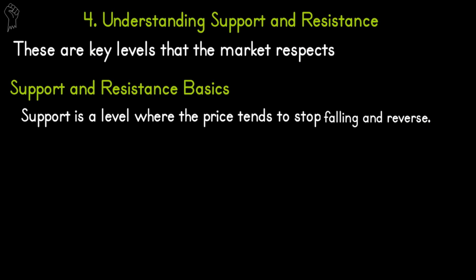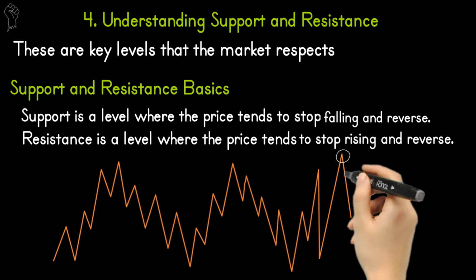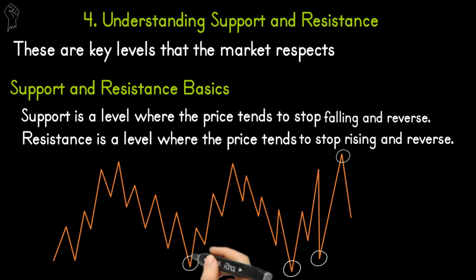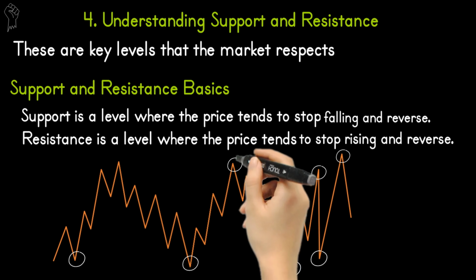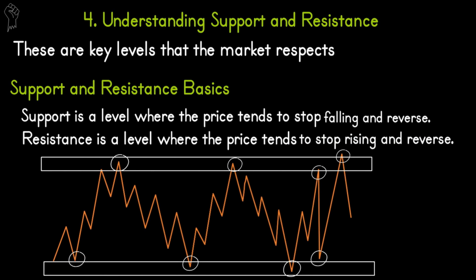Think of it as the floor that holds the price up. Resistance is a level where the price tends to stop rising and reverse. Think of it as the ceiling that holds the price down. How to identify support and resistance. Look for areas on the chart where the price has reversed multiple times. Use horizontal lines to mark these areas on your chart.